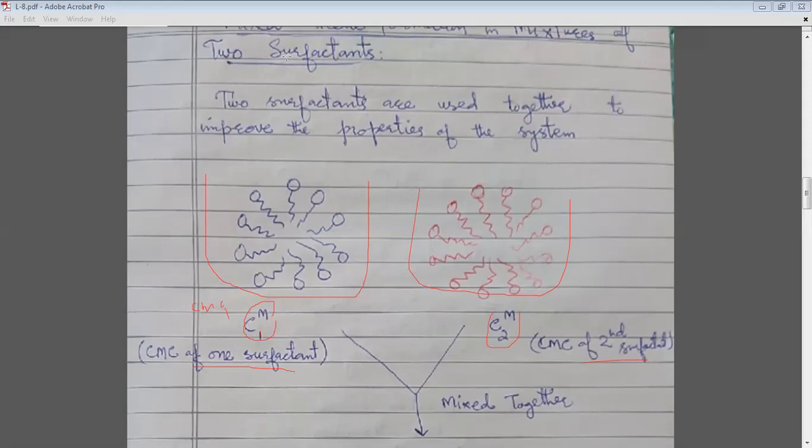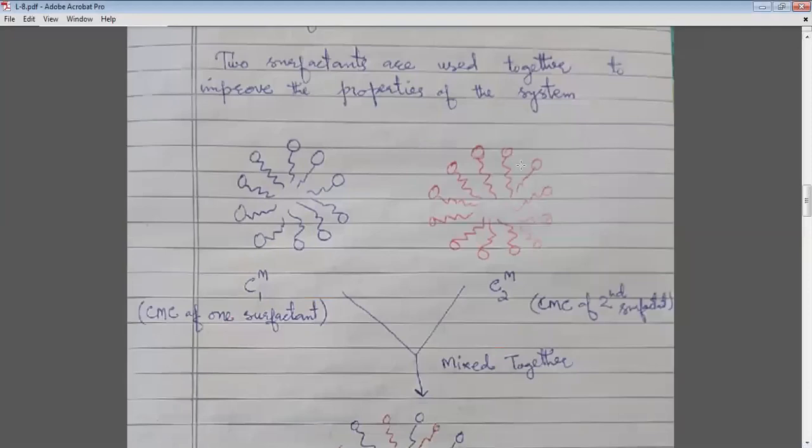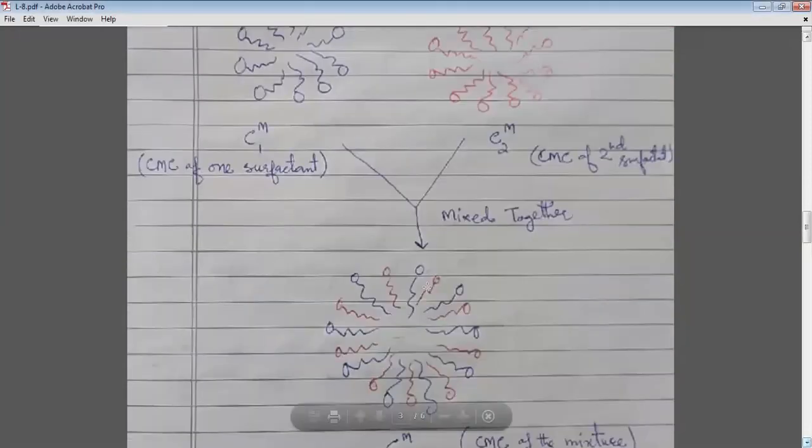Now here we are simply mixing two surfactants, one surfactant and a second surfactant. We will get an intermediate surfactant, that means the surfactant between the two. Suppose the red is surfactant one and the blue line is surfactant two; they can form a mixed micelle. If we want to find the CMC of this micelle, it can be intermediate between the two individual surfactants, or it can be higher than this.